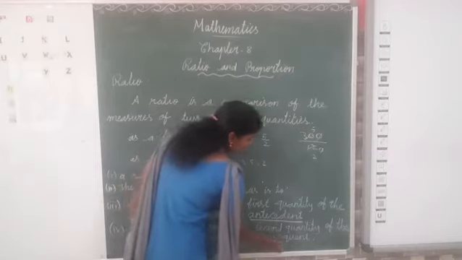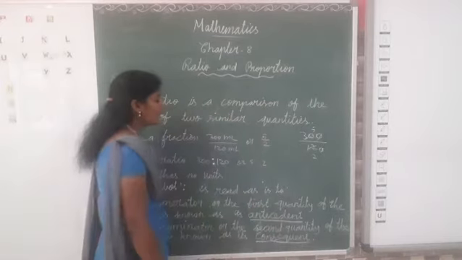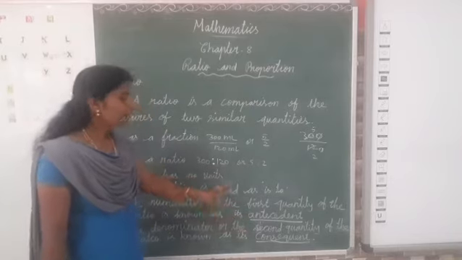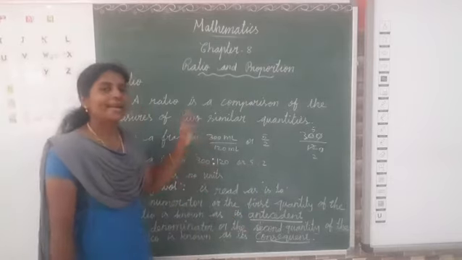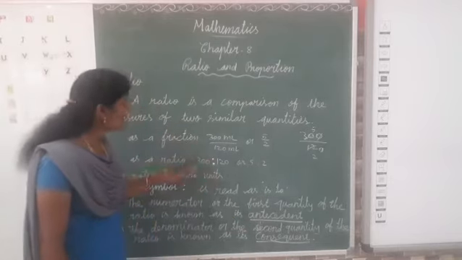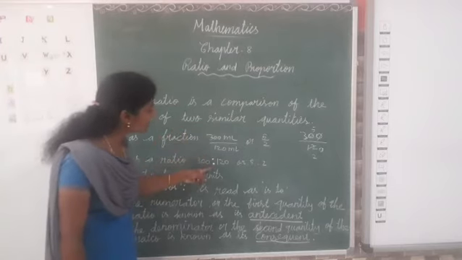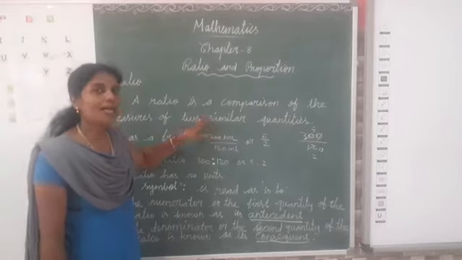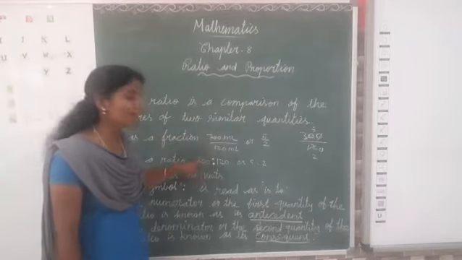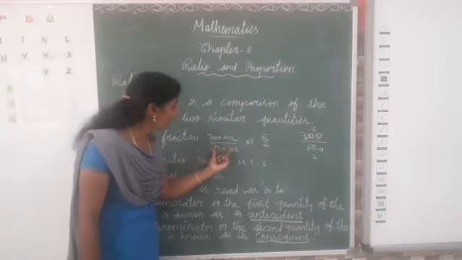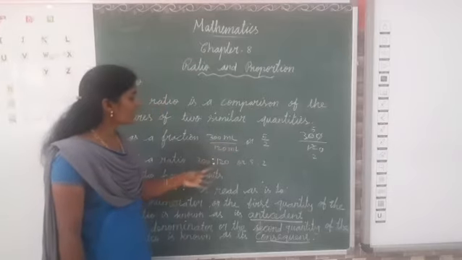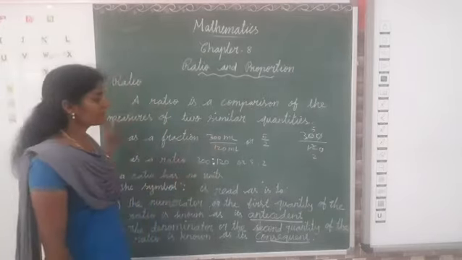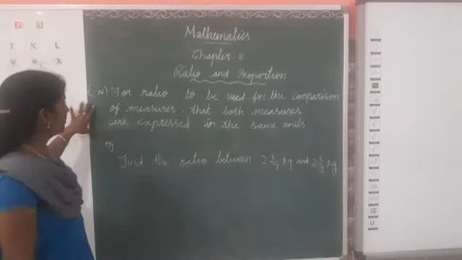The first quantity of the ratio is known as antecedent. The second quantity of the ratio is known as consequent. Are you clear about the symbol name, "is to"? Ratio has no units. The numerator is known as antecedent, and the denominator is known as consequent. Are you clear? One more point, the fourth one.